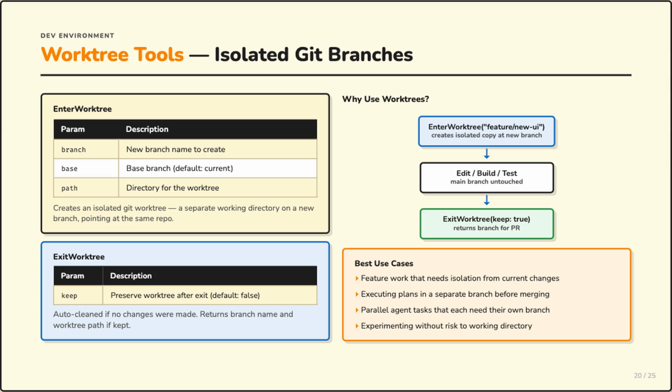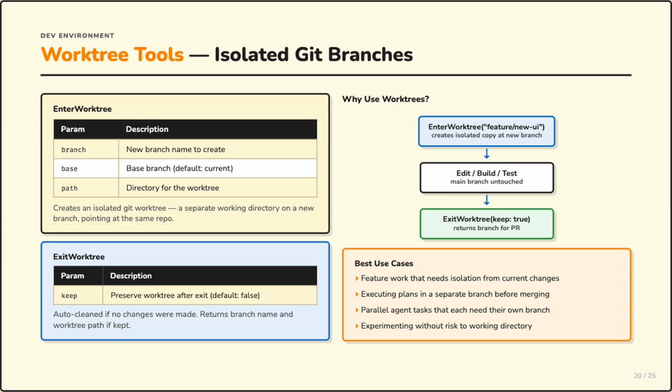Enter worktree and exit worktree let Claude create isolated Git worktrees for development work. A worktree is a separate working directory linked to the same Git repository but checked out on a different branch. Enter worktree takes a branch name to create, an optional base branch, and a directory path for the worktree. Changes in the worktree don't affect your current working directory at all.